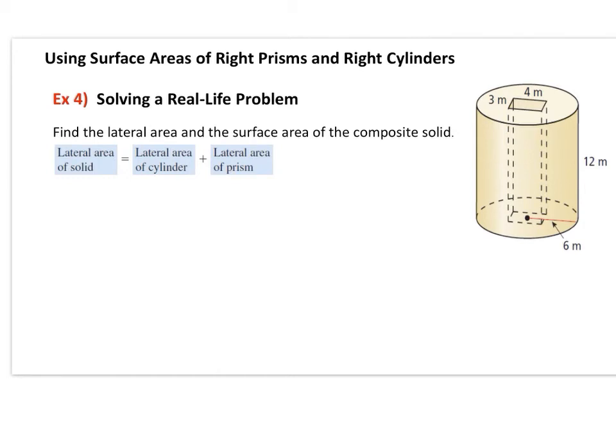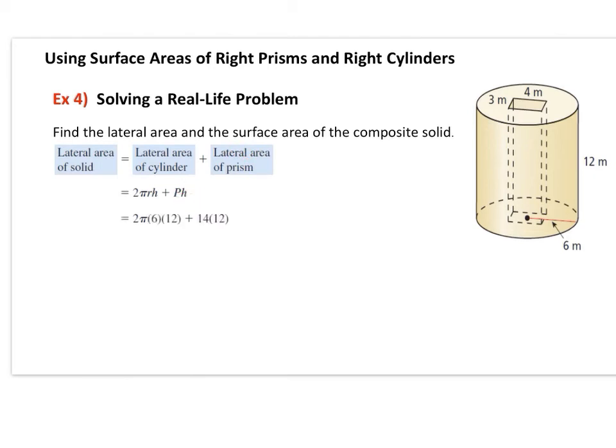So we know that to get lateral area of our solid, we need the lateral area of the cylinder, so that's this outside part, and the lateral area of the prism, which is the hole that appears to be created in the middle of the cylinder. All right, so looking at these two different formulas, the formula for the lateral area of a cylinder is 2 pi r times the height of the cylinder, and then to get lateral area of the prism, it's the perimeter of the base times the height of the prism.